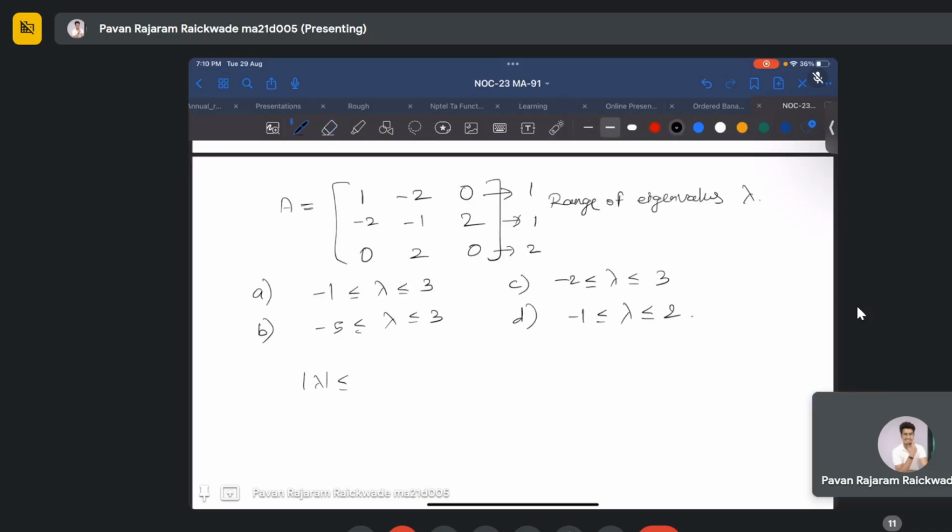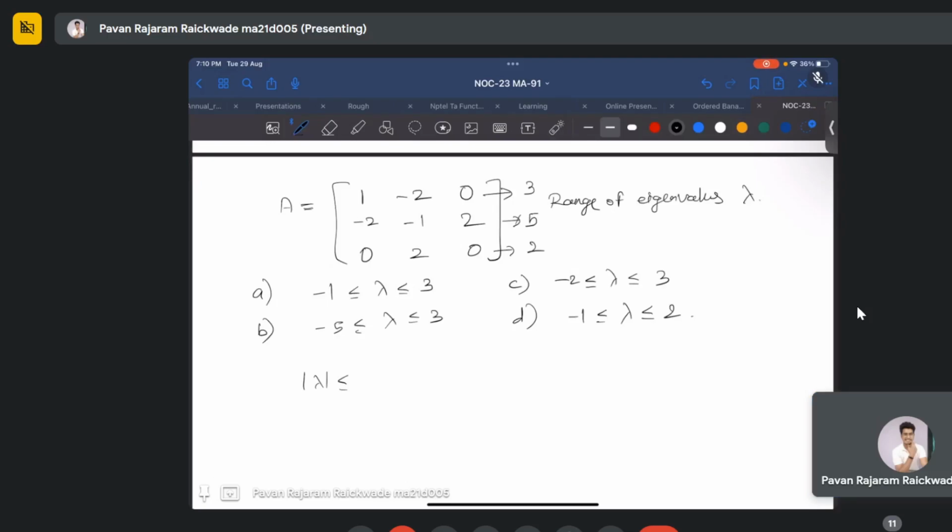So the first row sum is 3, the second row sum is 5, and the third is 3. You take the sum of moduli of each member of the row. So then 3, then this is 5, and 10, and this is 2.